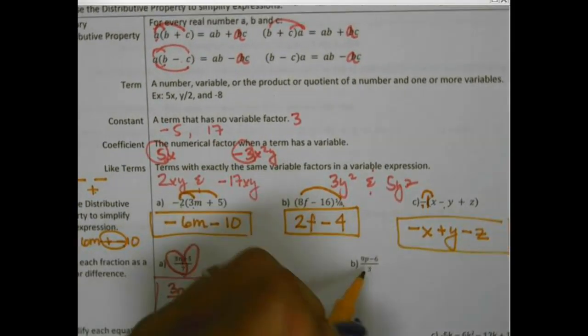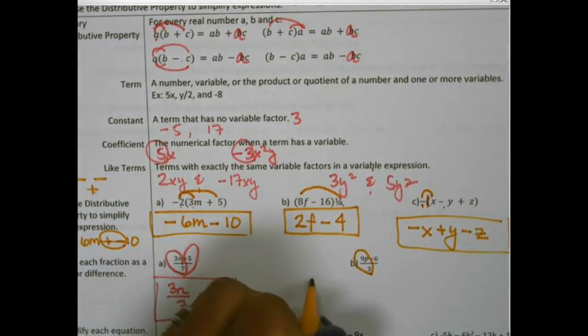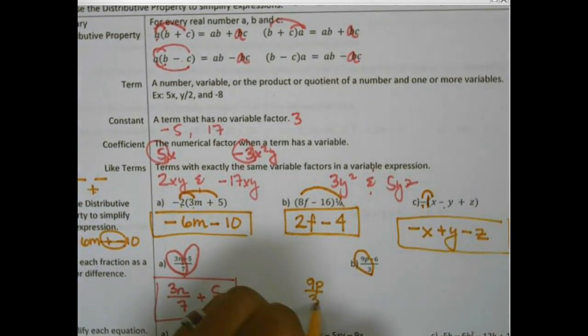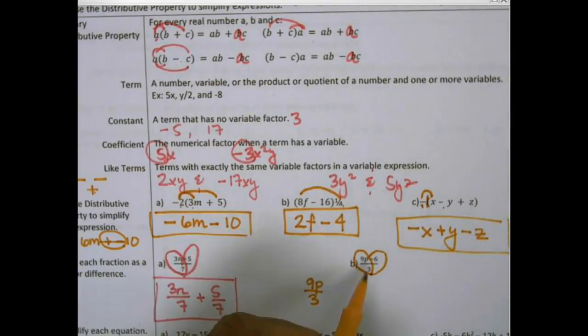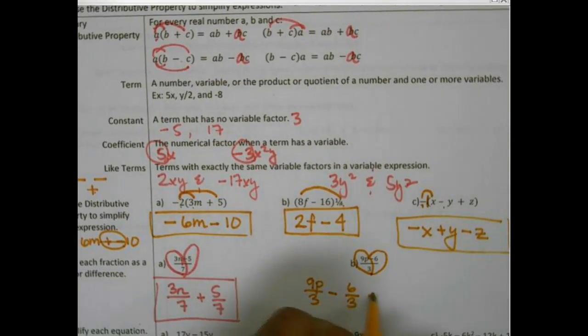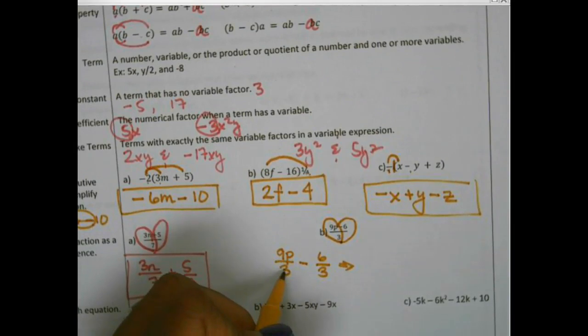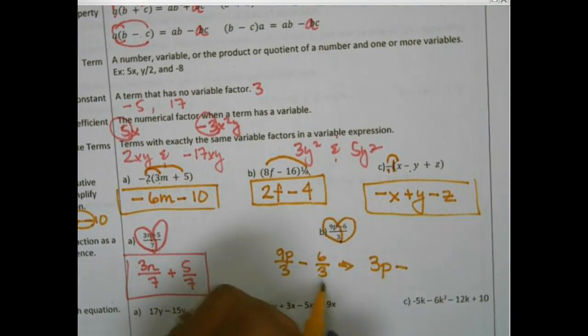So for this one, these two. So I have 9p over 3. And then for these two, see my heart? I have negative 6 over 3. Things that make me happy. 9p divided by 3, spoiler alert, is 3p because 3 goes into 9 3 times. And then minus 6 divided by 3 is 2.